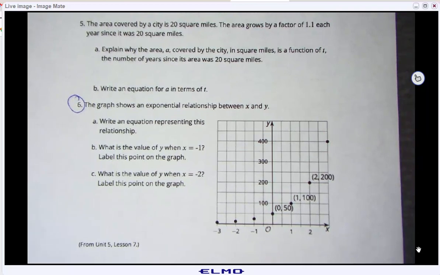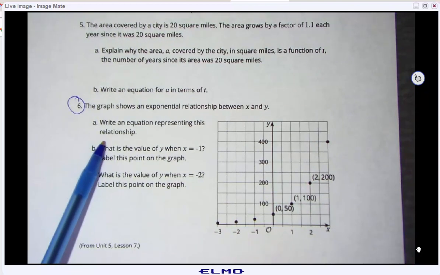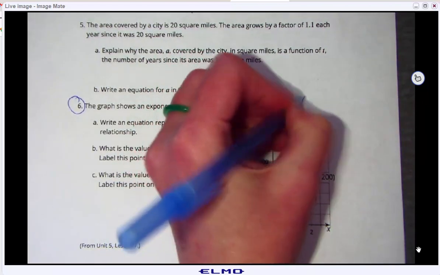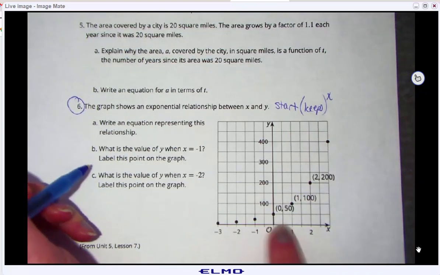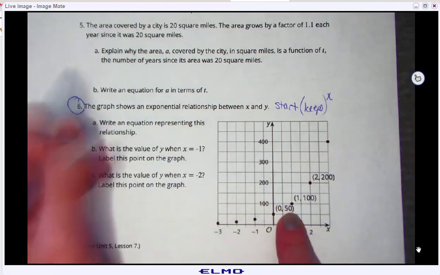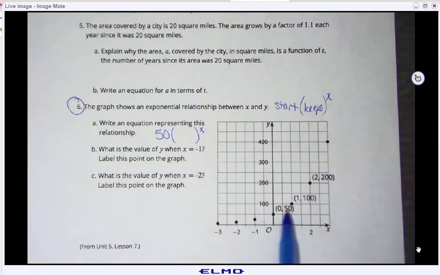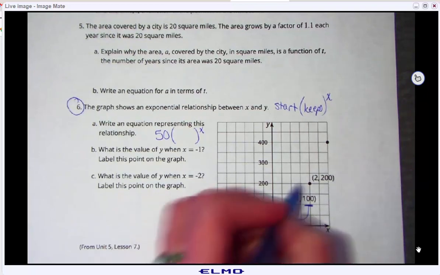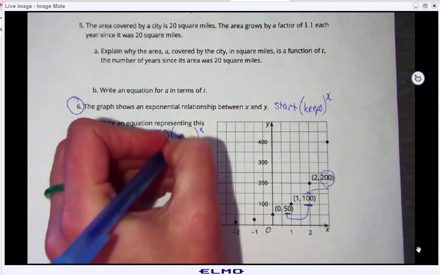The graph shows an exponential relationship between x and y. We can see that nice curve happening. Write an equation representing this relationship. Okay. To write my equation, we talked about the starting value times what it keeps from one step to the next, raised up to an x or a t value. This one, the starting value is our y-intercept. My lines are going up by 50, so it tells us it starts at 50 right here. So there's how I'm going to start my equation. And I need to figure out what multiplier we're using. So 50 times something gets to 100. Or we could also look at 100 times something gets to 200. And you might be noticing that pattern is that it's doubling. So it's multiplying by 2 every single time.